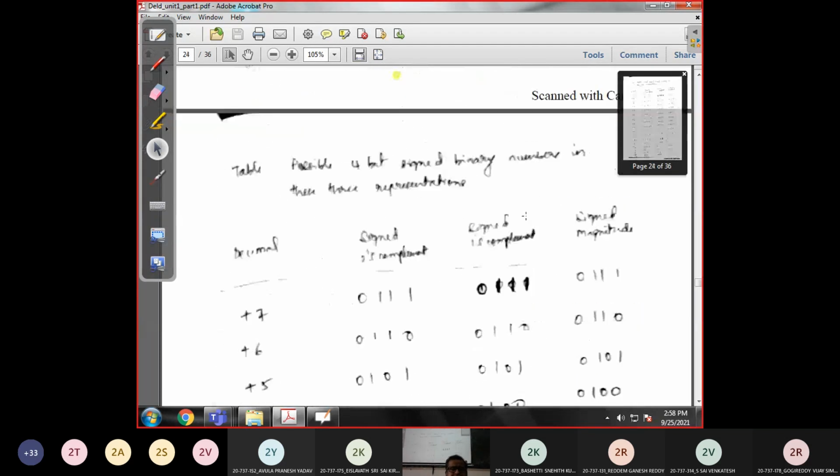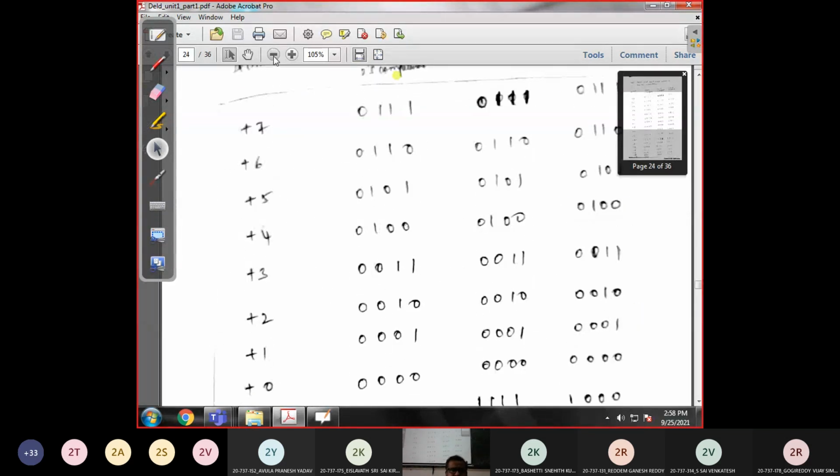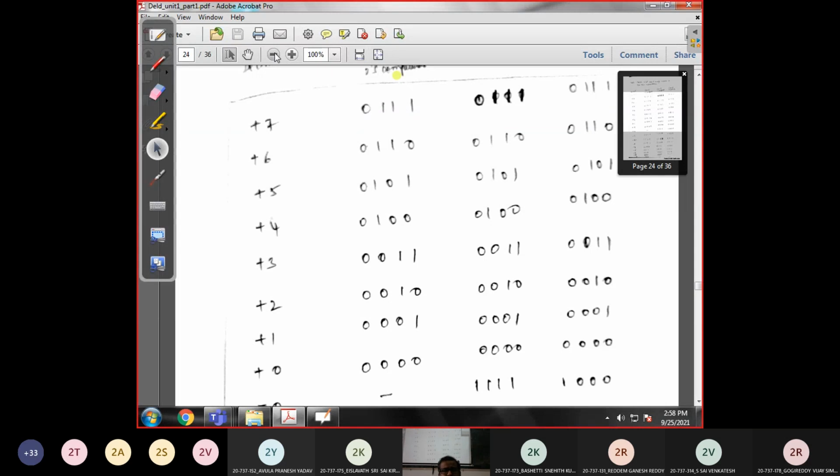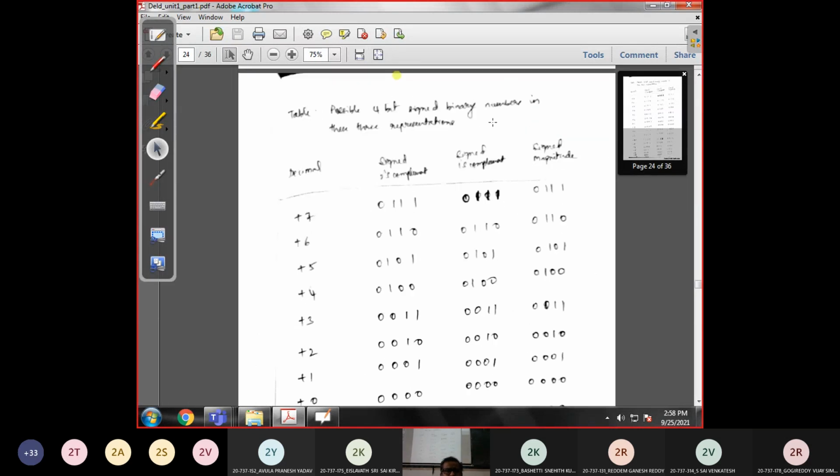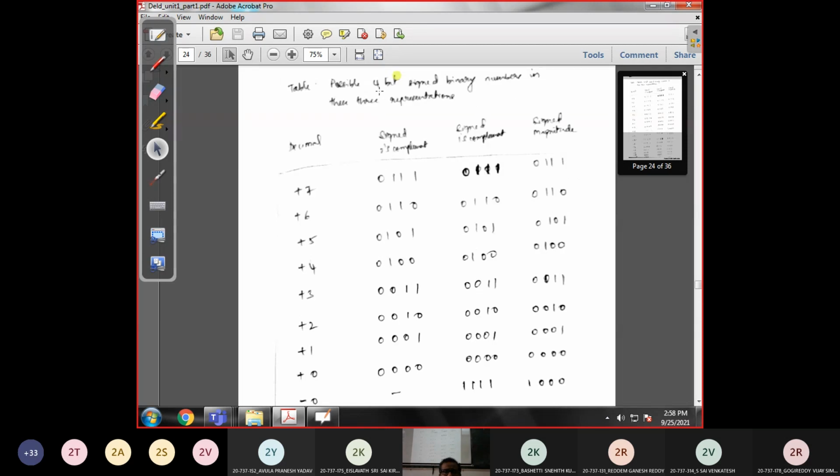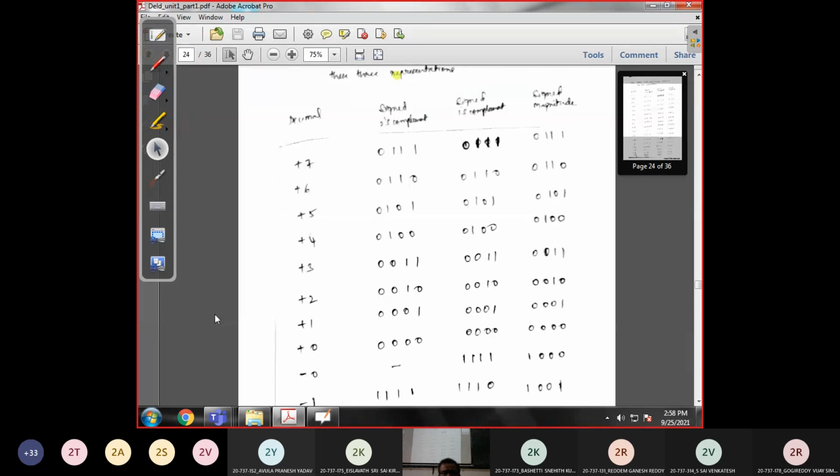Now going further, the last class we ended with this small table here, where I represented 4-bit signed binary numbers in different representations. So this table is illustrating how you can represent a 4-bit signed binary number in the three representations which you have understood: signed two's complement form, signed one's complement, and signed magnitude form. So what you observe from this here is, please look here. Whenever you are talking about zero, if you look at this table, 0 has only one representation in the signed two's complement.